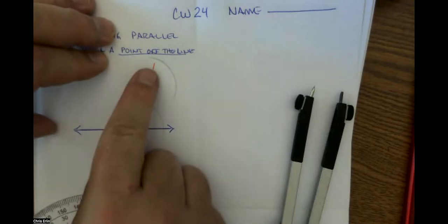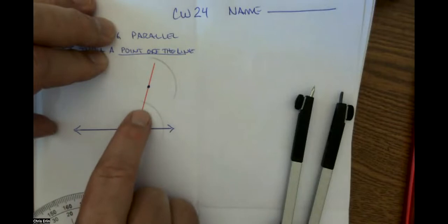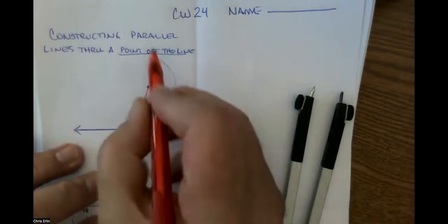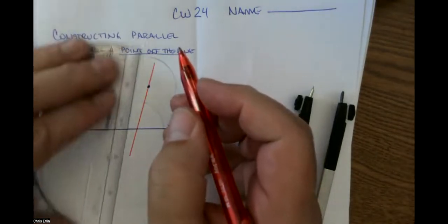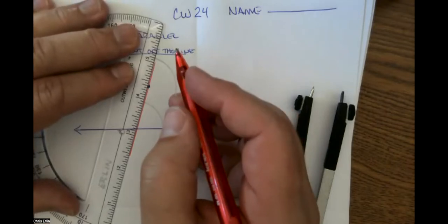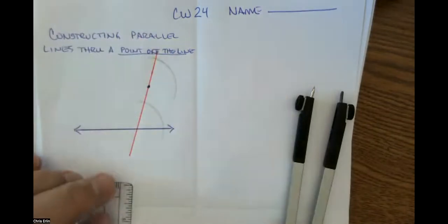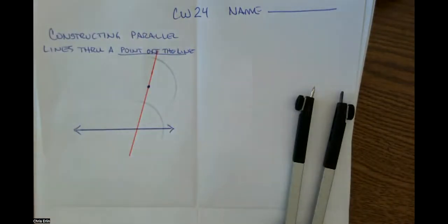Now you'll notice in my case, I didn't have enough room up here because my arc doesn't hit my transversal. I need it to because I need to find that point of intersection. So I'm going to come back and use my straight edge to extend my transversal just a little bit, so that it hits that line, hits the arc.